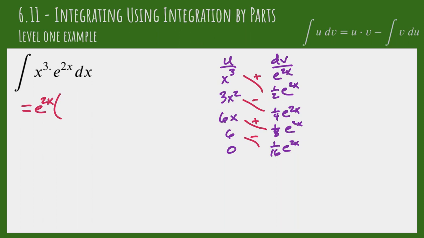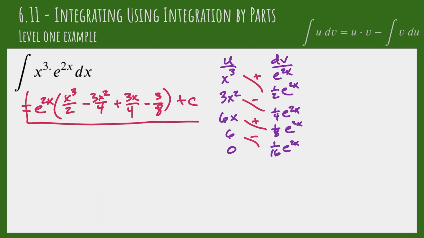So it's going to be x cubed times 1/2. So x cubed over 2. We're going to have 3x squared times 1/4. And that's minus. So minus 3x squared over 4. Then we're going to have 6x times 1/8. So it's going to be plus 3x over 4. And then we're going to have minus 6 times 1/16. So minus 3/8. And then plus c at the end. And that's it.